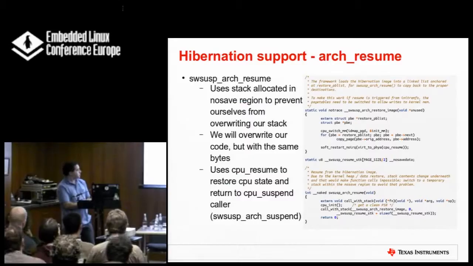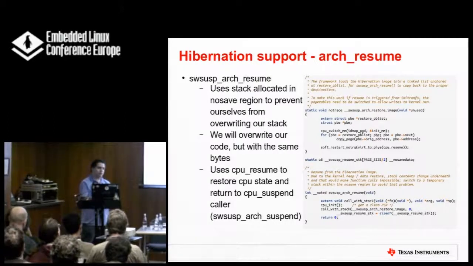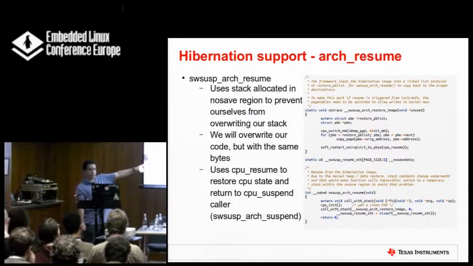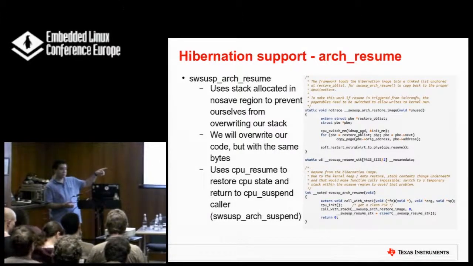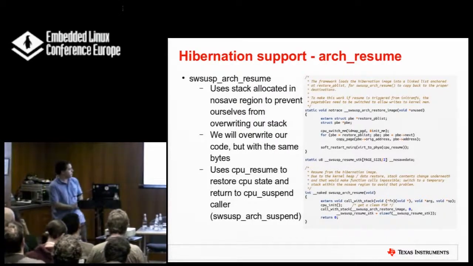So arch resume does the opposite. This one's a little convoluted because we're having to copy memory over what we're doing. So we put our stack in the area where we told the kernel not to snapshot, so it doesn't get overwritten. But the actual restore image function gets overwritten by itself, which turns out to not be a problem because Hibernation has a requirement that says that your resume kernel has to be identical to your snapshotting kernel. So it's not a problem. So it relocates all the pages that need to be relocated, uses, again, soft restart and CPU resume to return the CPU to where it was.